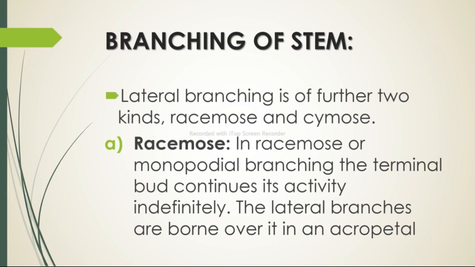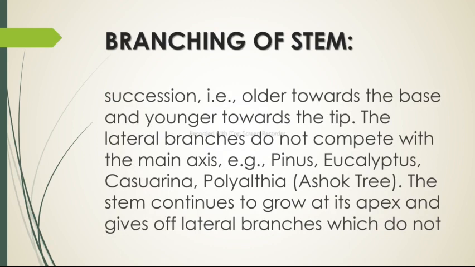In the racemose or monopodial branching, the terminal bud continues its activity indefinitely. The lateral branches are borne over it in an acropetal succession, for example, the older towards the base and younger towards the tip. The lateral branches do not compete with the main axis. For example, in Pinus, Eucalyptus, and Casuarina. And the next is Polyalthia, which is also known as Ashoka tree.